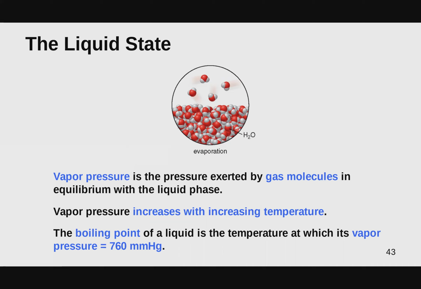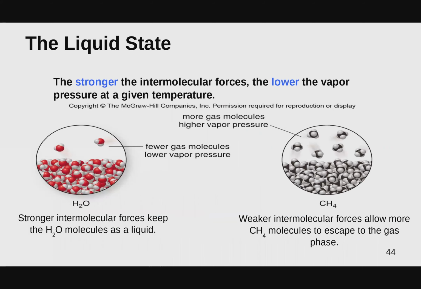The thing with vapor pressure is that vapor pressure does increase with temperature. So as you increase temperature, the vapor pressure increases with it as well. Now, the boiling point of a liquid, so to relate this back to a term we've discussed before, is equal to the temperature at which its vapor pressure is equal to 1 atmospheric pressure, or 760 millimeters of mercury. Kind of a cool thing.